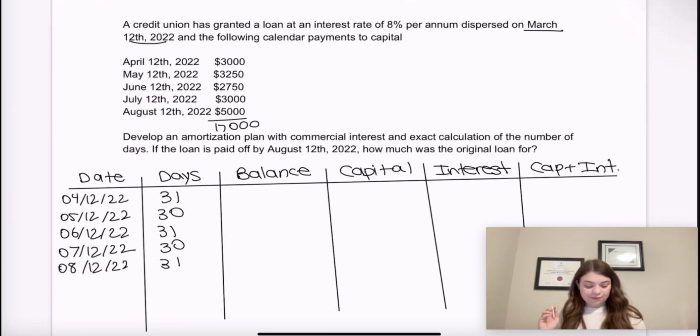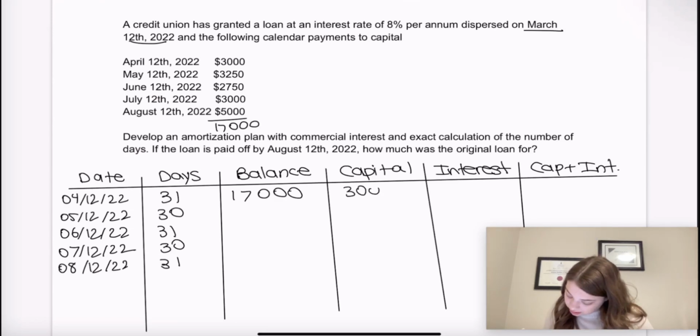Okay, so we also know that the first loan balance, if we add all these things up, is $17,000. So I'm also going to write down that the balance originally is $17,000. We also know the amount of capital initially, right? We know that the capital that was paid off in the first payment was $3,000. Then we know that therefore the balance is $3,000 less. So $17,000 minus $3,000 is going to be $14,000. So we only owe $14,000 left.